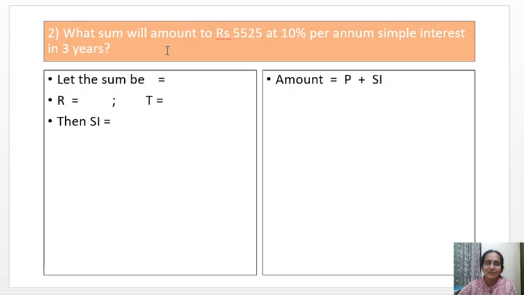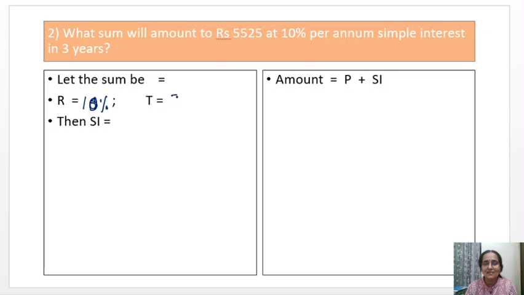What sum will amount to rupees 5,525 at 10% per annum simple interest in 3 years? The previous sum was a little bit direct. The only thing is you have to convert the days into years. The time should be only in years. Whatever data they have given, we will write first. The rate is 10%.